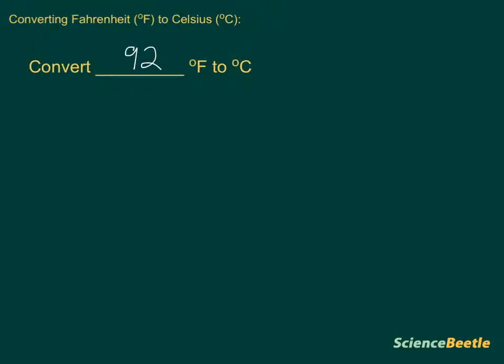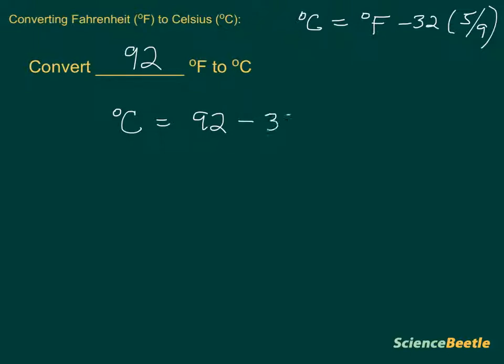Well, begin with the formula. The formula is degrees C is equal to degrees Fahrenheit minus 32, times 5 divided by 9. If you follow this formula, you're going to be able to solve this problem. So all we really need to do is substitute the 92 Fahrenheit into the formula. So we'll have degrees Celsius is equal to 92, that's my degrees Fahrenheit, minus 32, multiplied by 5 ninths.